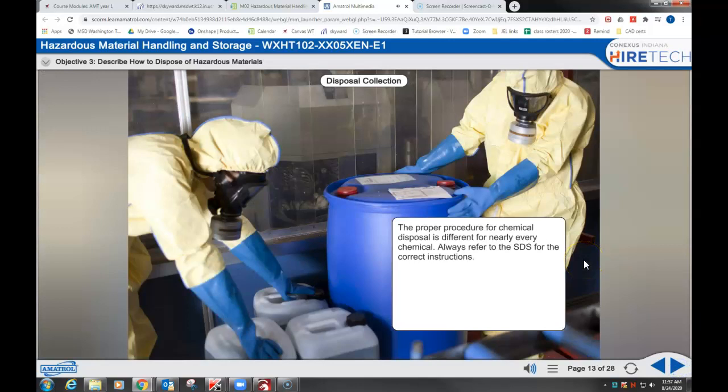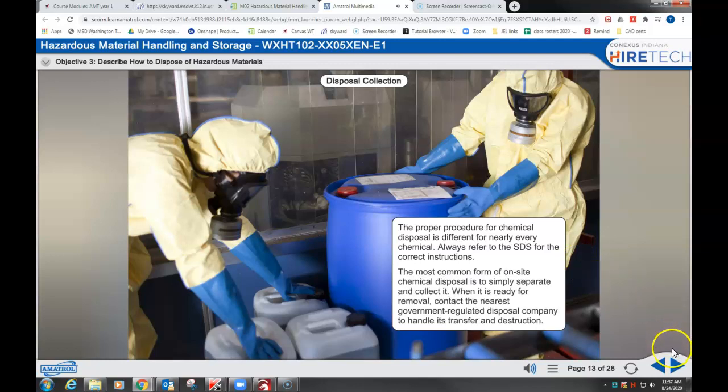The proper procedure for chemical disposal is different for nearly every chemical. Always refer to the SDS for the correct instructions. The most common form of on-site chemical disposal is to simply separate and collect it. When it is ready for removal, contact the nearest government-regulated disposal company to handle its transfer and destruction.